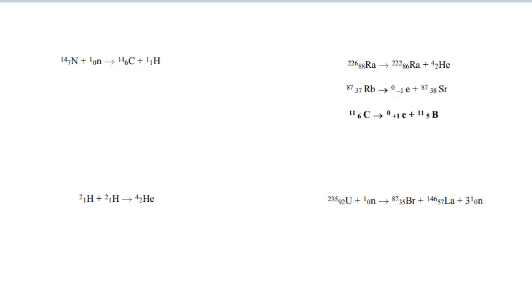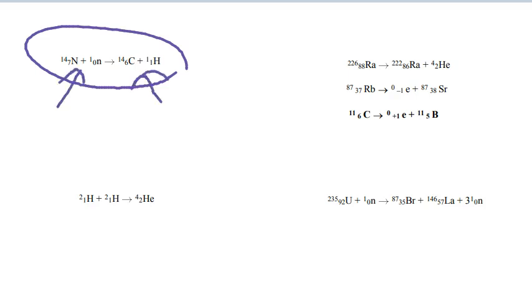So this first one here, I'm starting with 2 reactants and I'm ending with 2. This is not natural, this is artificial transmutation. Let's look at natural transmutation, which is over here on the left. You'll notice we're starting with 1 reactant only.